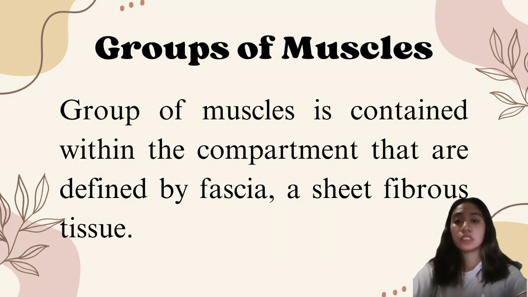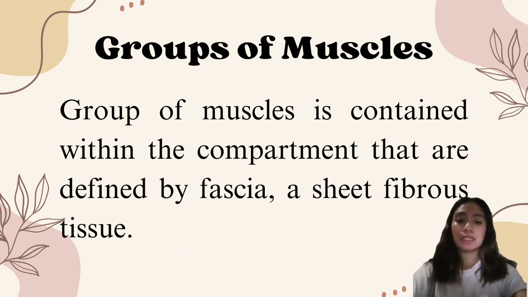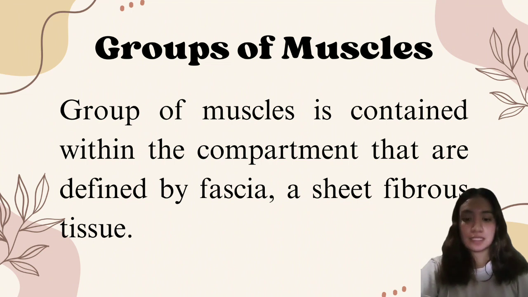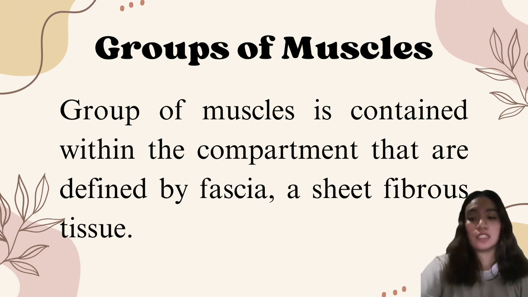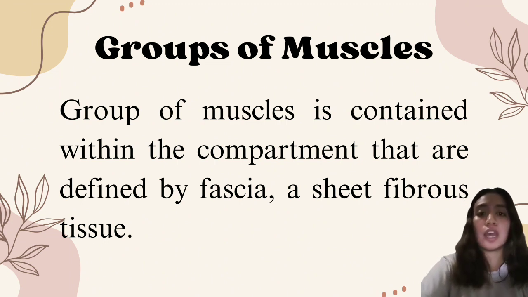Groups of muscles. These groups of muscles are defined by fascia, a sheet of fibrous tissue. There are three compartments of this type. Number one, anterior compartment. Number two, posterior compartment. Number three, medial compartment. The anterior compartment is the flexor compartment since the muscles' primary function is to flex the wrist and digits. Number two, the posterior compartment is the compartment directly behind the shin bone, also called the tibia, and underneath the large calf muscle. Number three, medial is the side of your knee closest to the other knee.